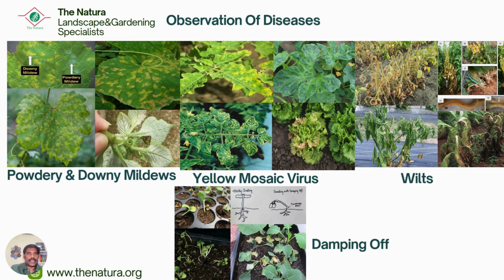Powdery mildew, you can see the white spots, white powder on the top. Downy mildew, you can see the yellowing symptoms, but on the backside you can see this powder kind of thing. This is yellow mosaic virus.